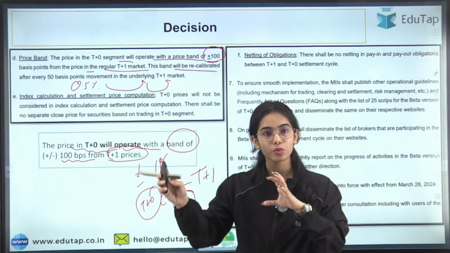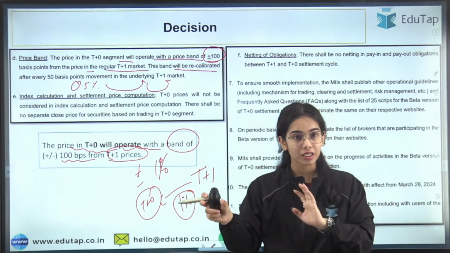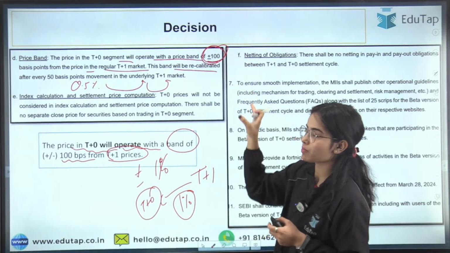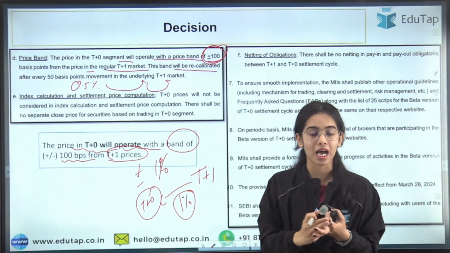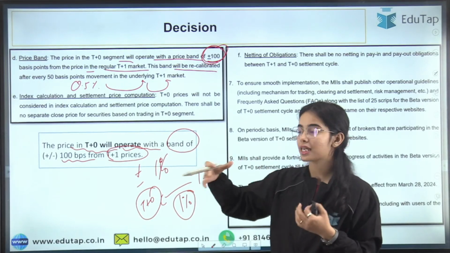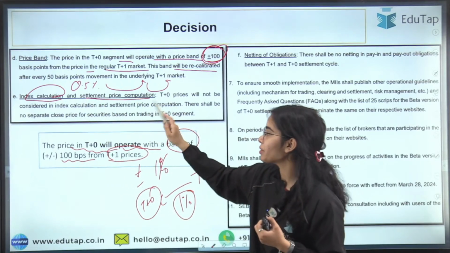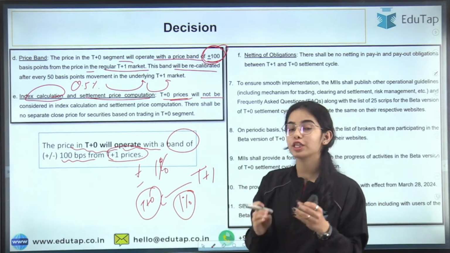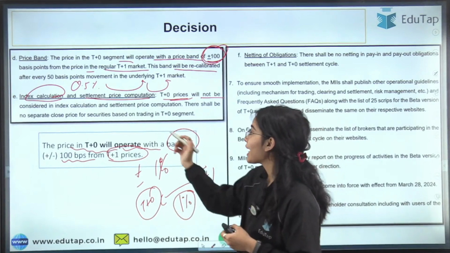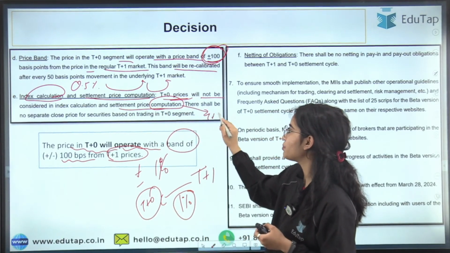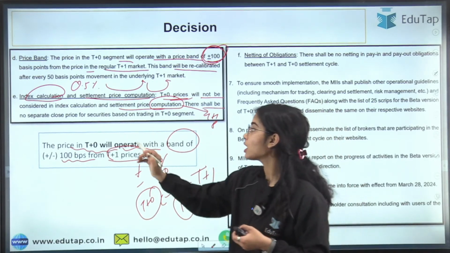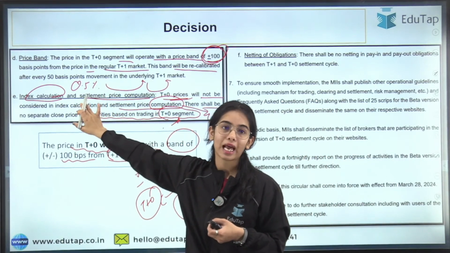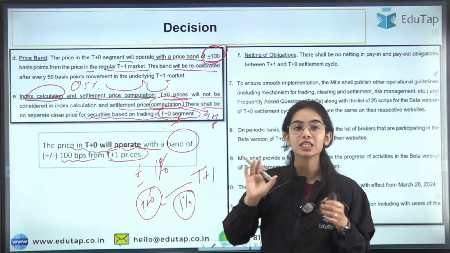So the prices of the T+1 market and the T+0 market will be different, and the difference is going to come within the band of ±1%. Now when the calculation of the index is happening, the Nifty or the Bank index, and the settlement price computation, T+0 prices will not be considered in the index calculation. The index calculation will happen as per T+1 prices only, and the settlement price computation will happen on the basis of T+1 prices. There shall be no separate close price for securities based on trading in T+0 settlement, when we are talking about the index calculation and the settlement price computation.